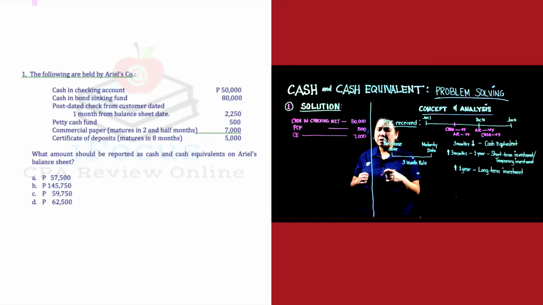Item number 6, certificate of deposits matures in 8 months. Alright, ito namang certificate of deposit, this is another instrument, but we cannot consider this as a cash equivalent kasi hindi siya pasok sa 3-month rule natin. So, kung hindi siya maka-classify as a cash equivalent, saan natin siya dapat ika-classify?